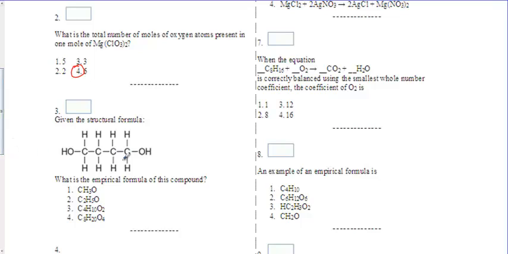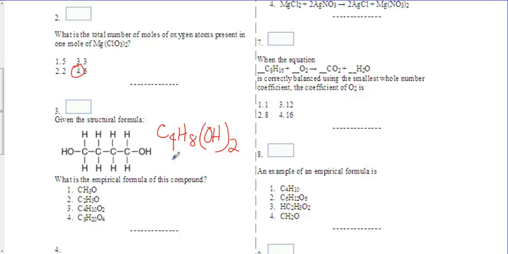Number 3 says, given the structural formula, what is the empirical formula? So let's look at the structural here. We have 1, 2, 3, 4 carbons, so we're going to say C4. Count all of our H's, 1, 2, 3, 4, 5, 6, 7, 8, H8, and then we have OH by itself. Okay, so we're going to say OH, and then there's 2 of those.